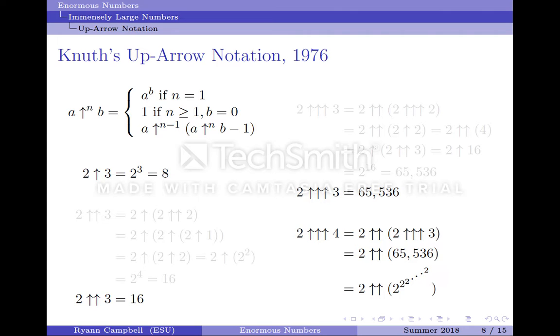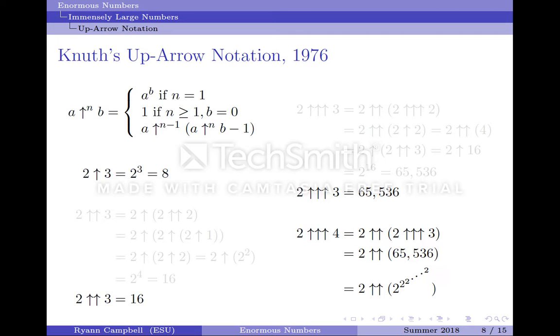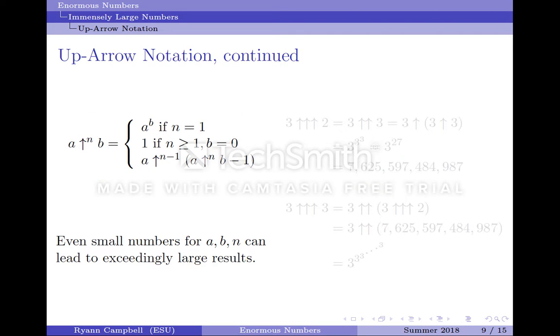Okay. So if that number is not big enough for you, let's do some more up arrow notation. I've got 2 more examples for us. We notice that even small numbers for A, B, and N can lead to exceedingly large results. Okay, so we ended up with 65,000 2s. Let's see what we can get with 3 up, up, up, 2. So now we've changed A. Instead of a 2, it's a 3.